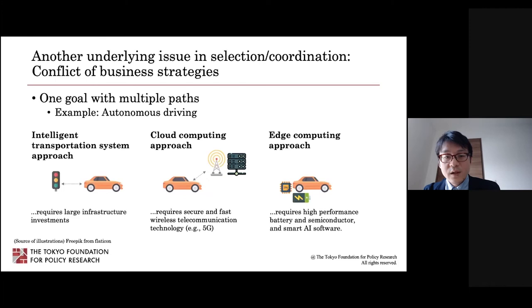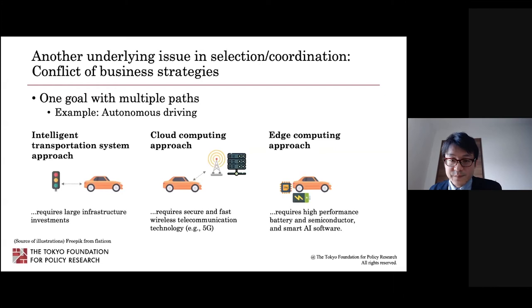And the individual goals are preferable for different players. For example, the intelligent transportation system is very preferable for big electric manufacturing companies, or other infrastructure-related system providers. The cloud computing approach is very favorable for telecommunication companies as well as cloud computing service providers. And edge computing is very good for semiconductor companies.